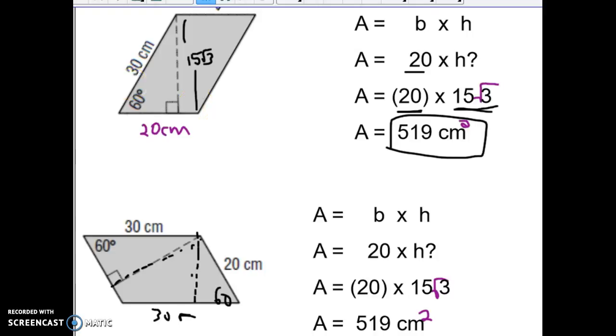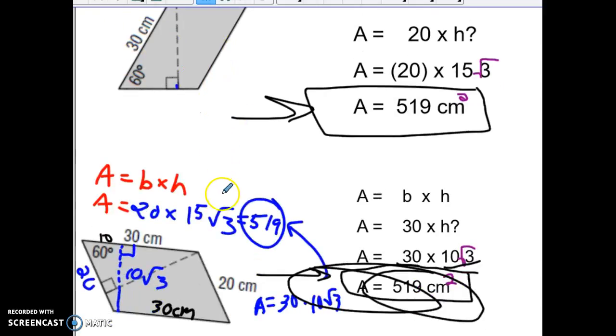So now we need to find this triangle. This triangle now is the one going down. If we find the side across from the 60 of this triangle, we will have the new height. And that is how we got 10 square root of 3. The base is now 30. 30 times 10 times square root of 3. Look at that. It is also 519.